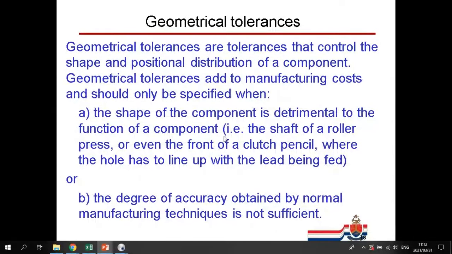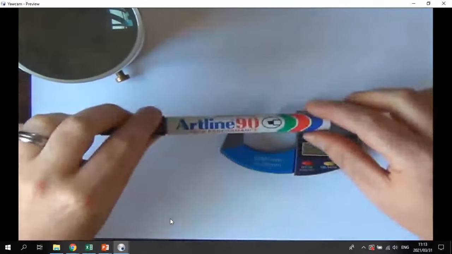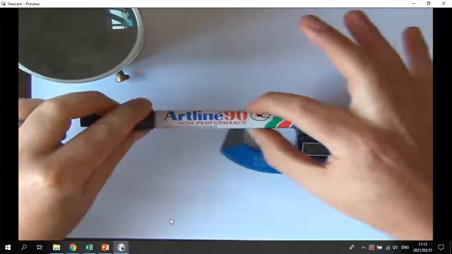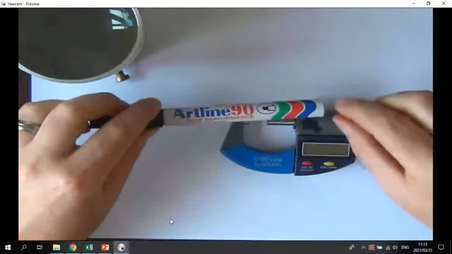Okay, next one is geometrical tolerances. So these tolerances basically control the shape of a component. So for example, you can force something by the design to be a certain roundness. So for those little pipes of mine, I could specify that they must be round within a certain variation. Or if we go to the camera again, this pen must be straight within a certain variation.